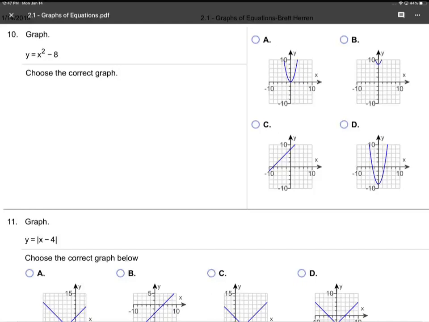All right. So on try number 10, y equals, I'll read that, x squared minus 8. Try that one.